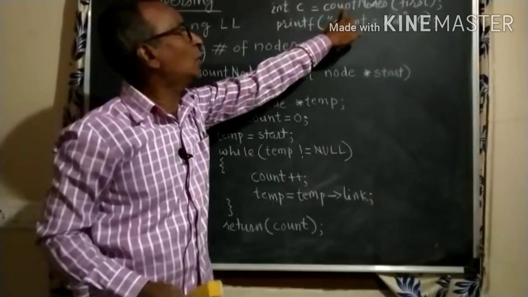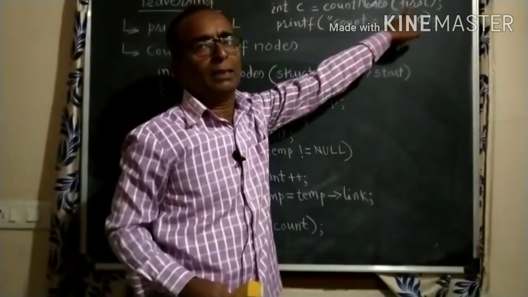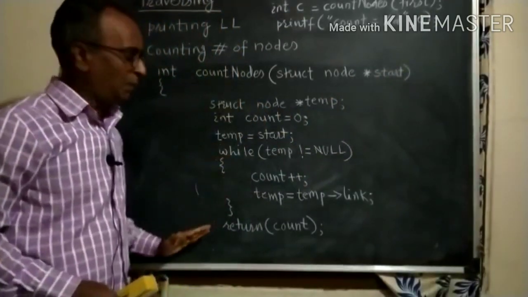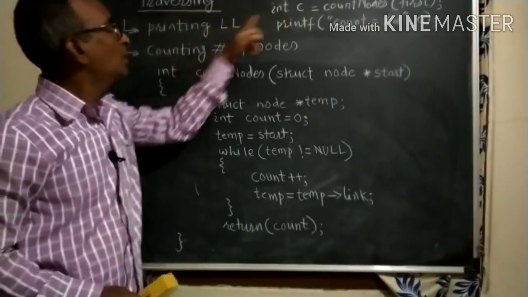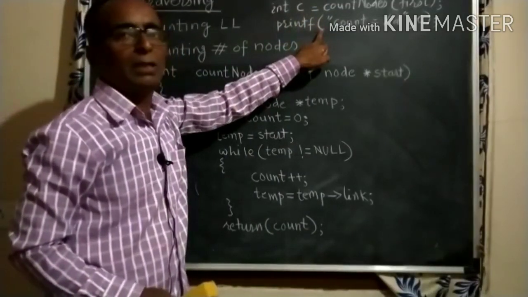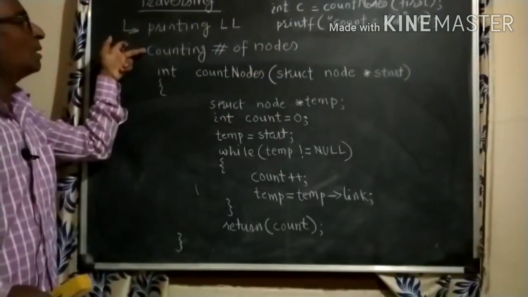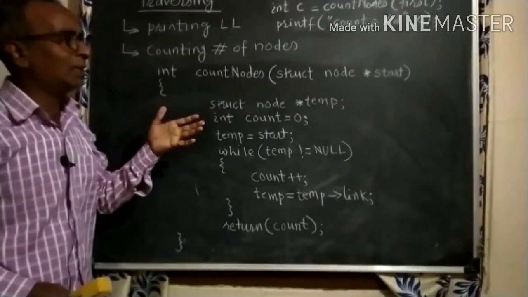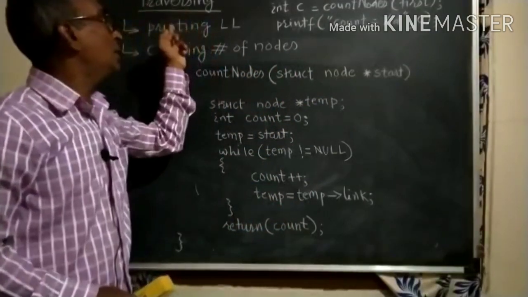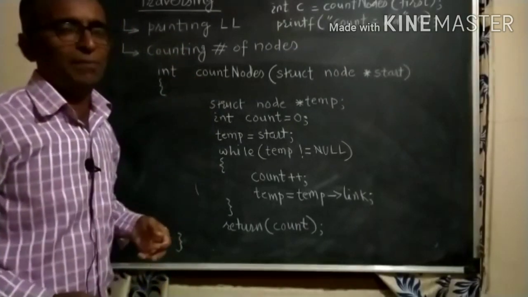So whenever there is a call, control comes here. First, the address of the first node will be copied into start. Then this happens, it will count, and it will return the count. The returned count will be in this C, and that we are printing. Right? This is one place where traversing is required. What is traversing? We have seen, visiting each node once in a particular manner. For printing we have seen it already, and for counting also we need traversing.